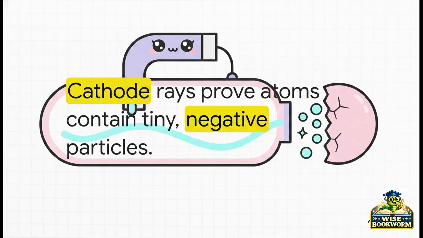But here's the kicker. These weren't just beams of light. Magnetic and electrical fields actually bent them. This proved that these rays were actually a stream of tiny, negatively charged particles. Yeah, the electron. The uncuttable atom had just been cut. It actually had moving parts.